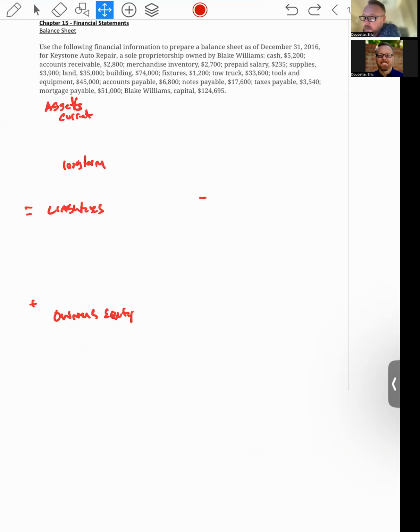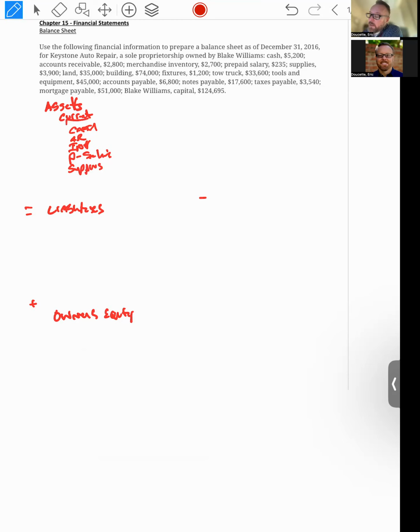All right, so current assets are cash. They're also accounts receivable, so we'll just put AR. And they're also merchandise inventory, so we'll just put INV. And then prepaid salary. Sorry, I should have given myself more room here. Was that third one? It was inventory. And then we had prepaid salaries. And we had supplies. So those are all my current assets.